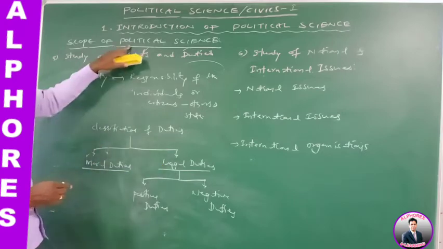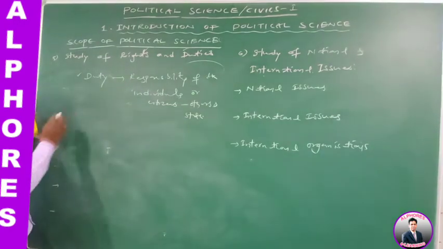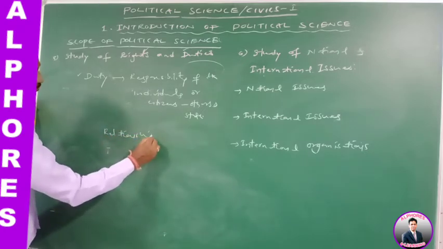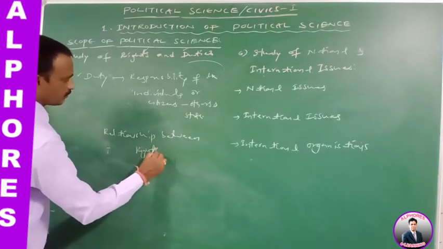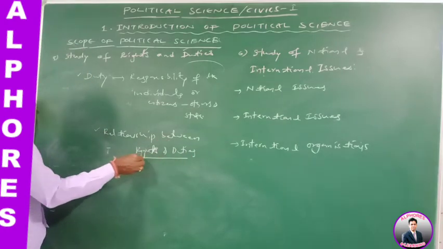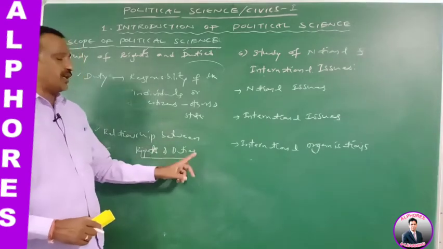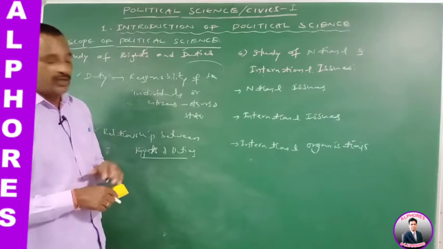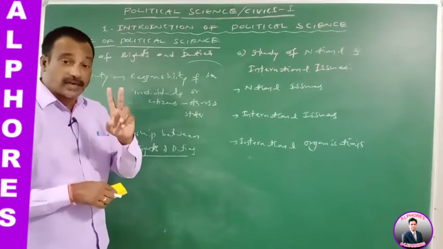Then it also explains the relationship between rights and duties. So what is the relationship between rights and duties? Complementary relation. Complementary relation means without rights there are no duties. In the same way, without duties there are no rights. These are like two sides of a coin.